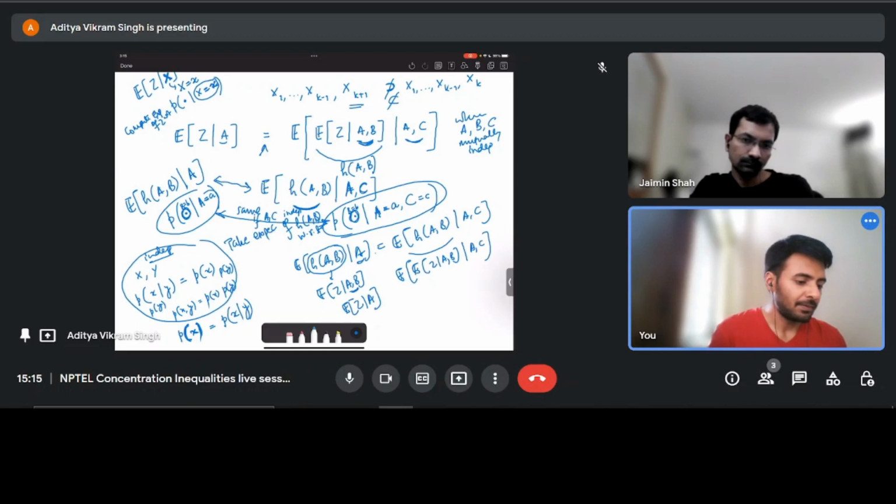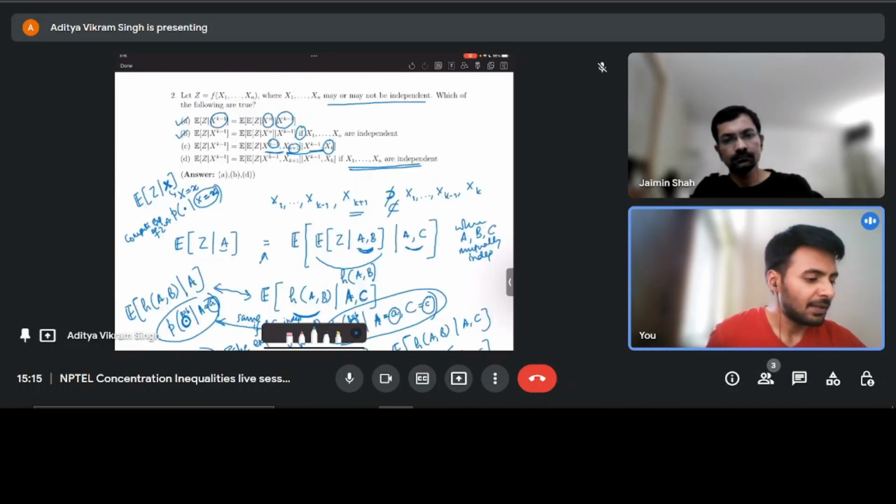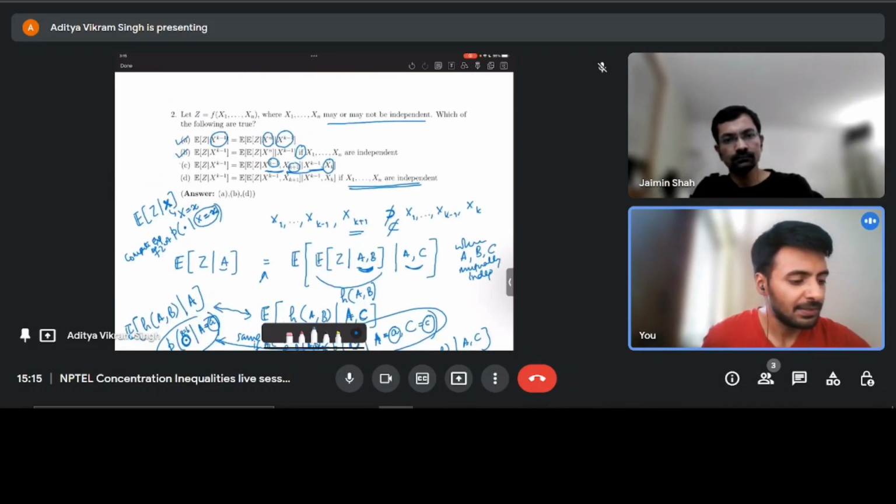So the probability of b remains the same whether you're given only a versus you're given both a and c, because b is independent of both a and c. So yeah, this is how basically we understand it. So this c is not correct, but d is correct.